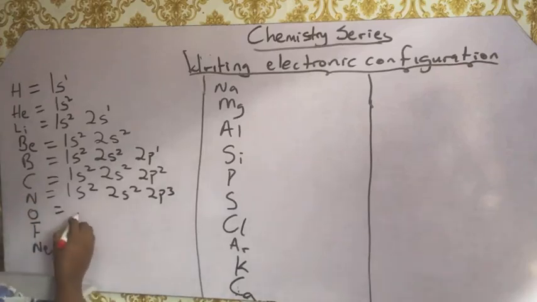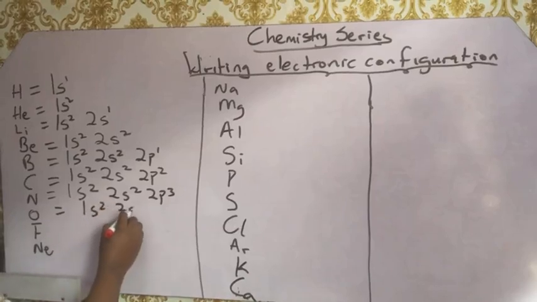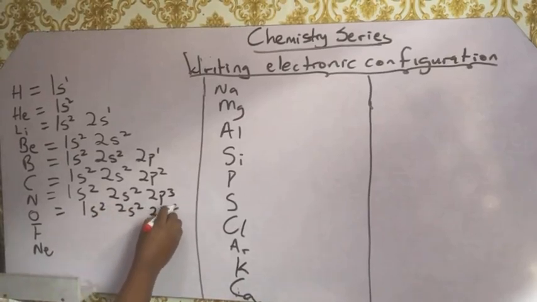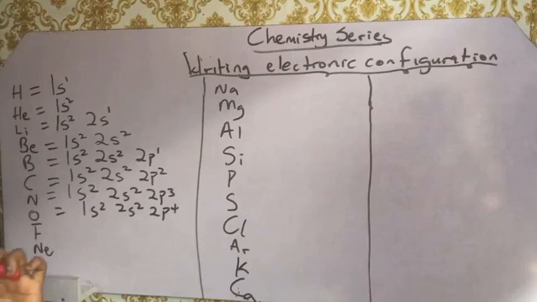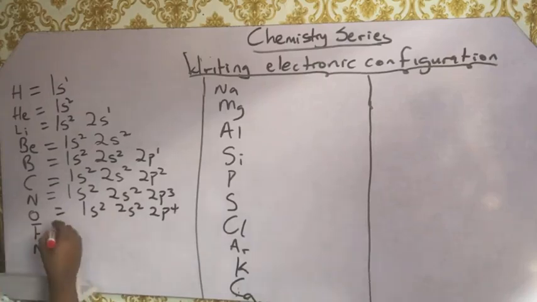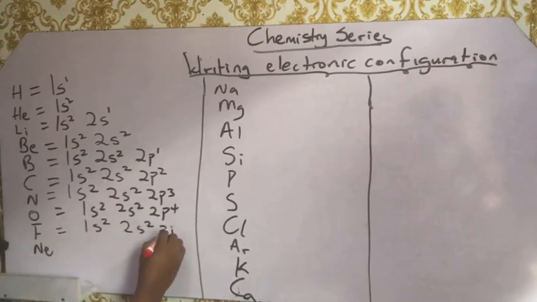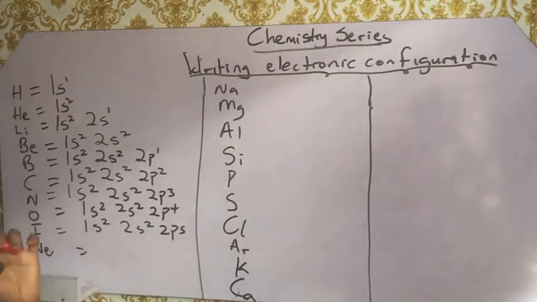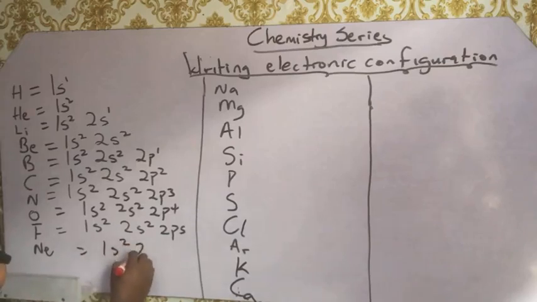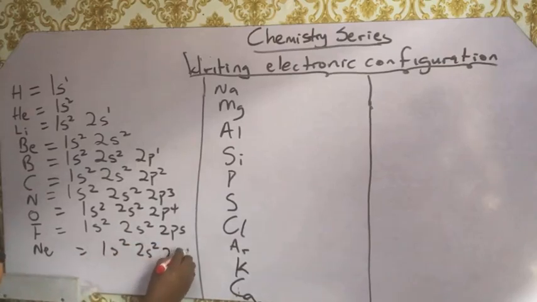Then we move on to oxygen. 1s2, 2s2, 2p4. Then fluorine, which is 9 electrons. So you move on to 1s2, 2s2, 2p5. You move on to neon. Neon has 10 electrons, so it's going to be 1s2, 2s2, 2p6.